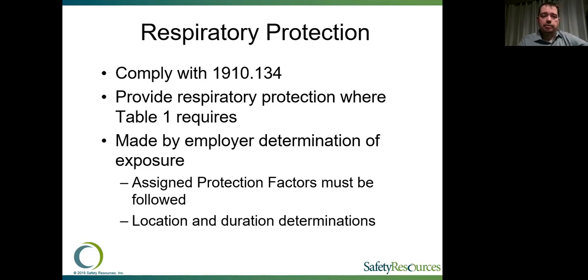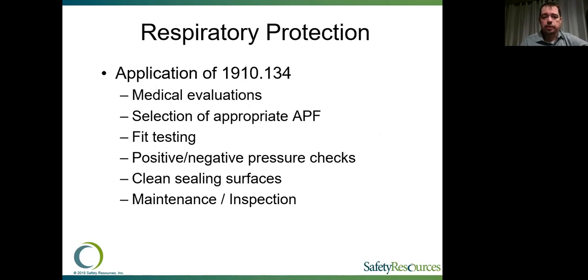Now, within this standard, anytime that the regulations require respiratory protection, the use of that has to comply, obviously, with the 1910.134 rules. Anytime that respiratory protection is required by Table 1, it also has to meet the assigned protection factor that Table 1 designates. Again, employers have to make sure that they're determining what type of exposures employees have and at what level their respiratory protection is necessary to be able to prevent them from having those higher level exposures. Again, this is where location and the duration determinations are really necessary to be able to ensure that you're following those proper respiratory protection guidelines.